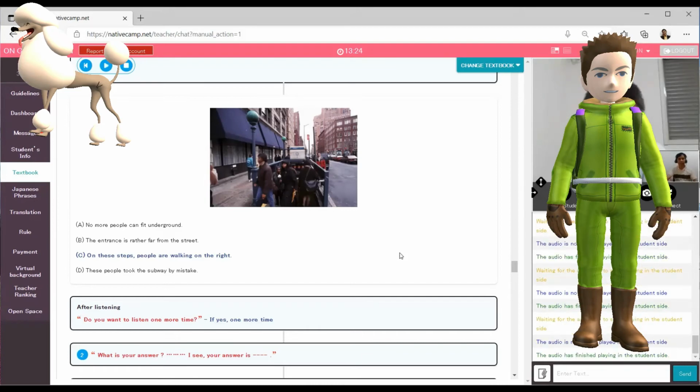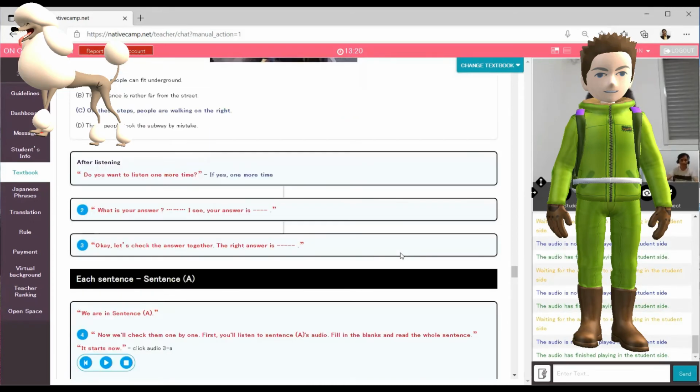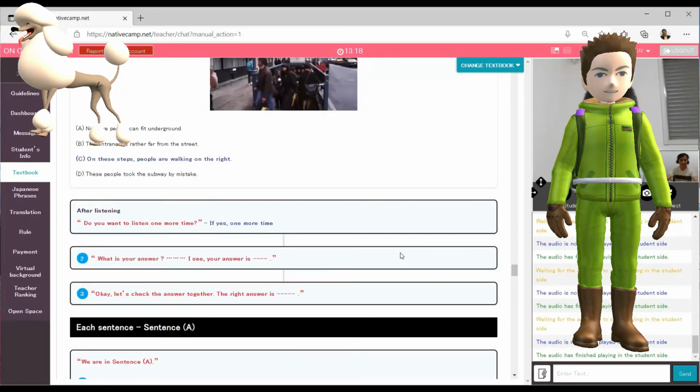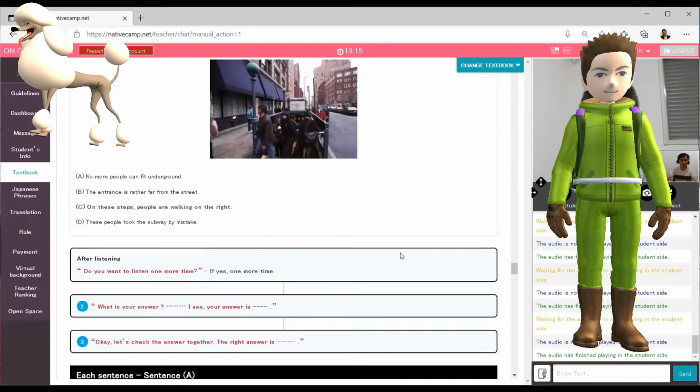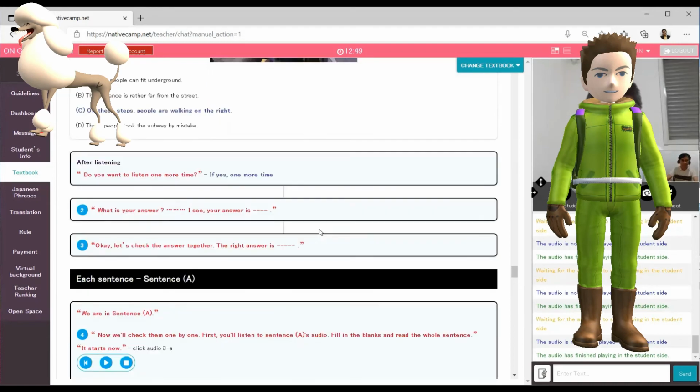All right. So what is your answer? B. The entrance is rather far from the street. Okay, I don't see the entrance. The answer is letter C. On these steps, people are walking on the right. Now look at their position. They are moving to the right. All right, is it clear? Answer is C. Okay.